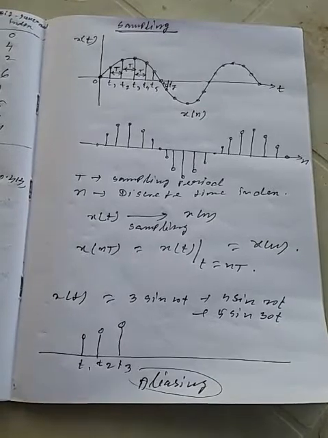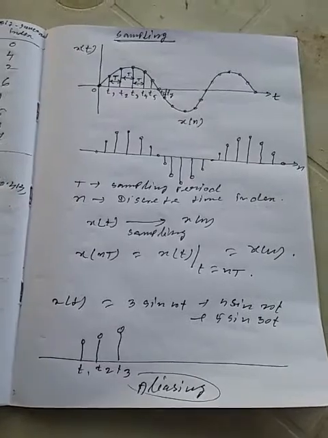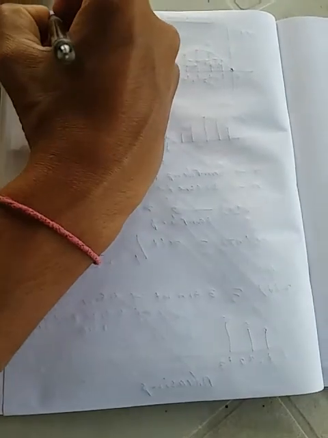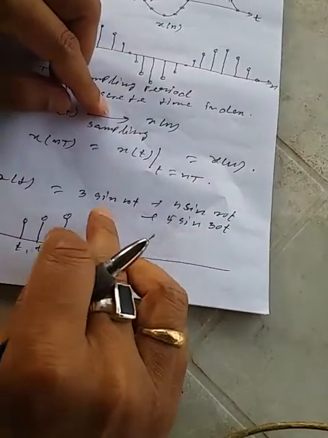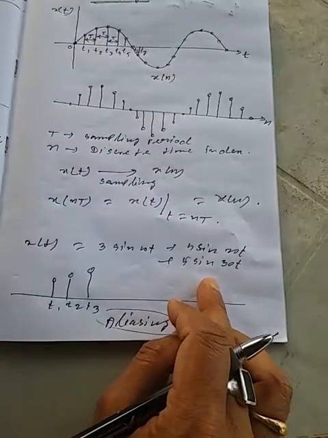Now, this is a big issue. This is a serious issue when we are recovering the signal in the receiver section. To avoid this problem, to avoid aliasing, we have to assume the sampling frequency fs, or sampling rate fs, must be greater than or equal to 2 fm. Now what is fm? fm is the maximum frequency present in the continuous time signal.